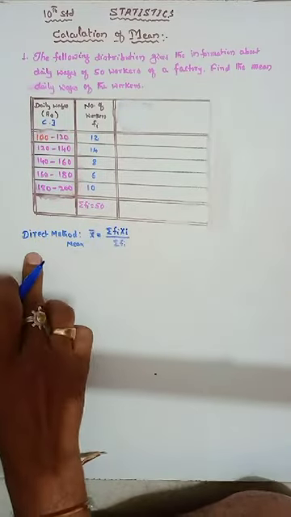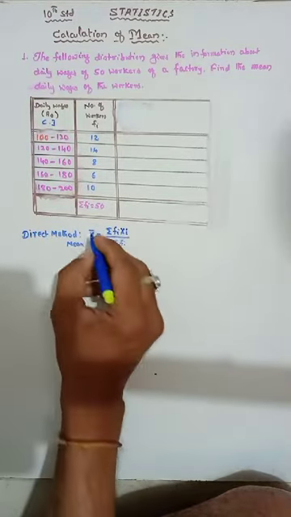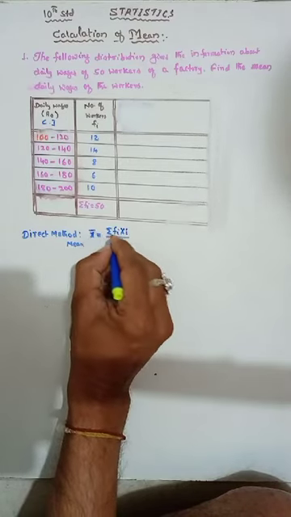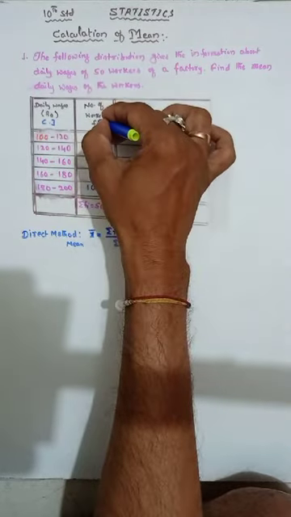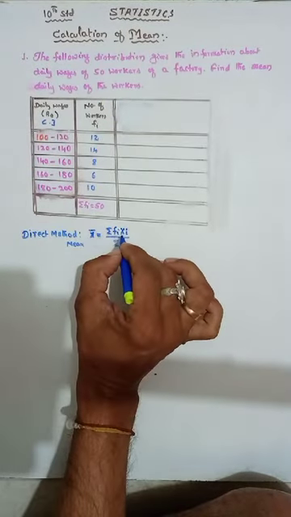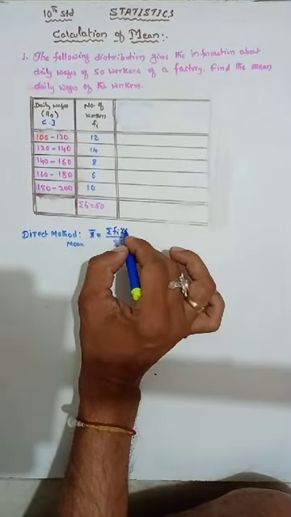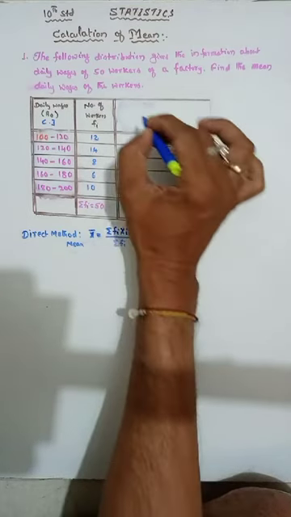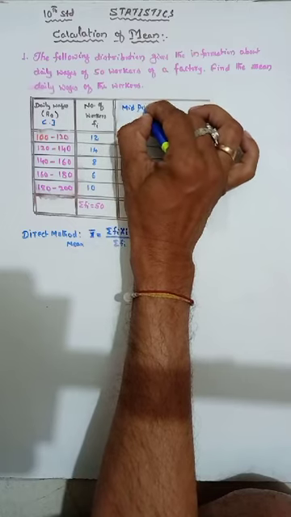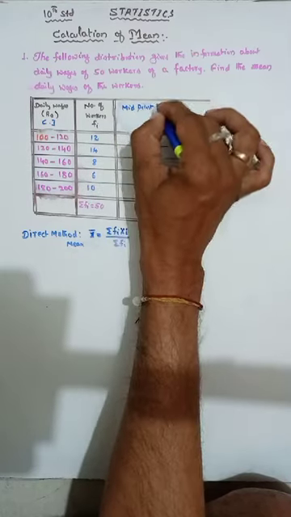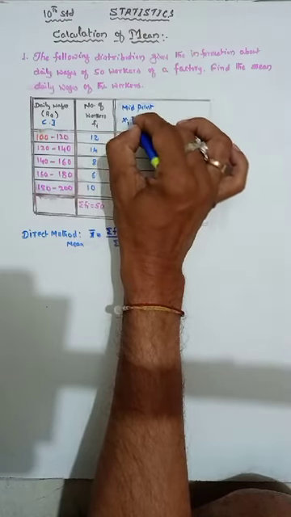Okay, in the direct method, the mean x bar is calculated by the formula sigma fi into xi by sigma fi. Now here we have the fi, of course. Sigma fi also we got, but we don't have the xi. Xi is the midpoint of the class interval. The midpoint of this class interval is treated as xi.